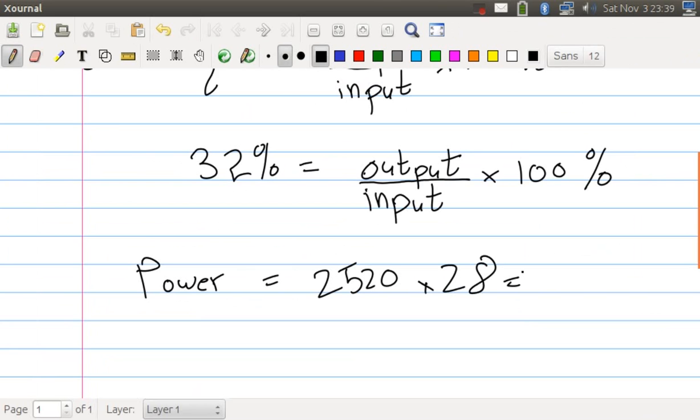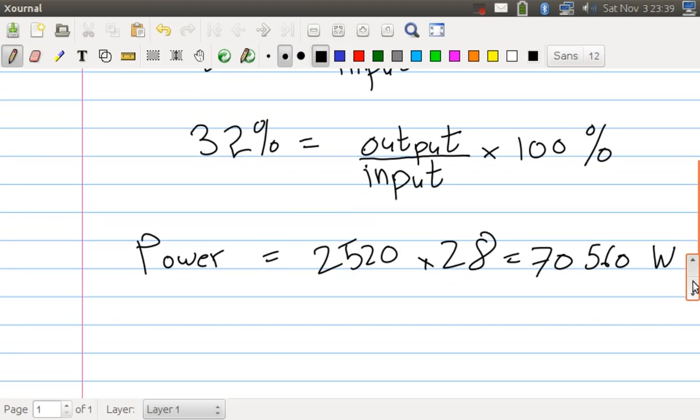So that's 70560 watts. So per second, the car requires, or the car delivers effectively, 70,560 joules per second of useful output in the form of motion here. So how much energy does the car require to extract from the petrol? Well, it'll be more than this, because what's happening here, if I just draw it.